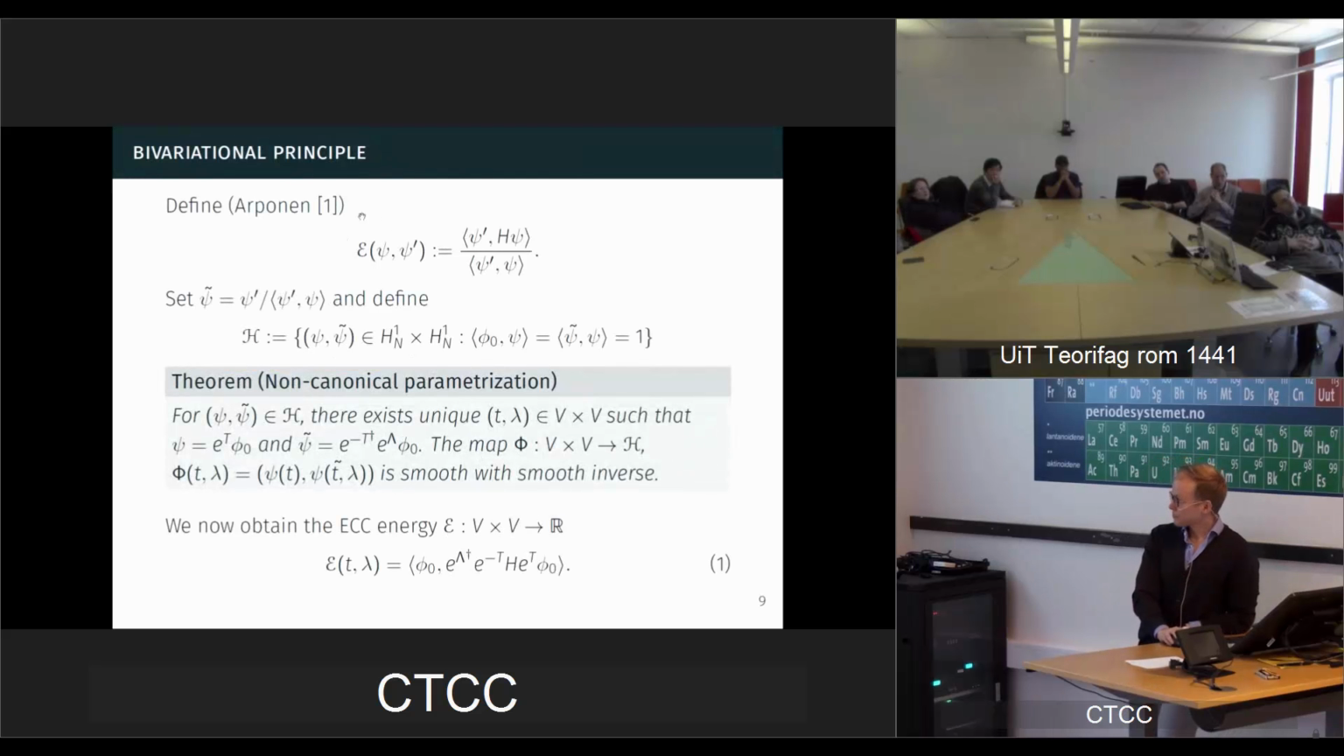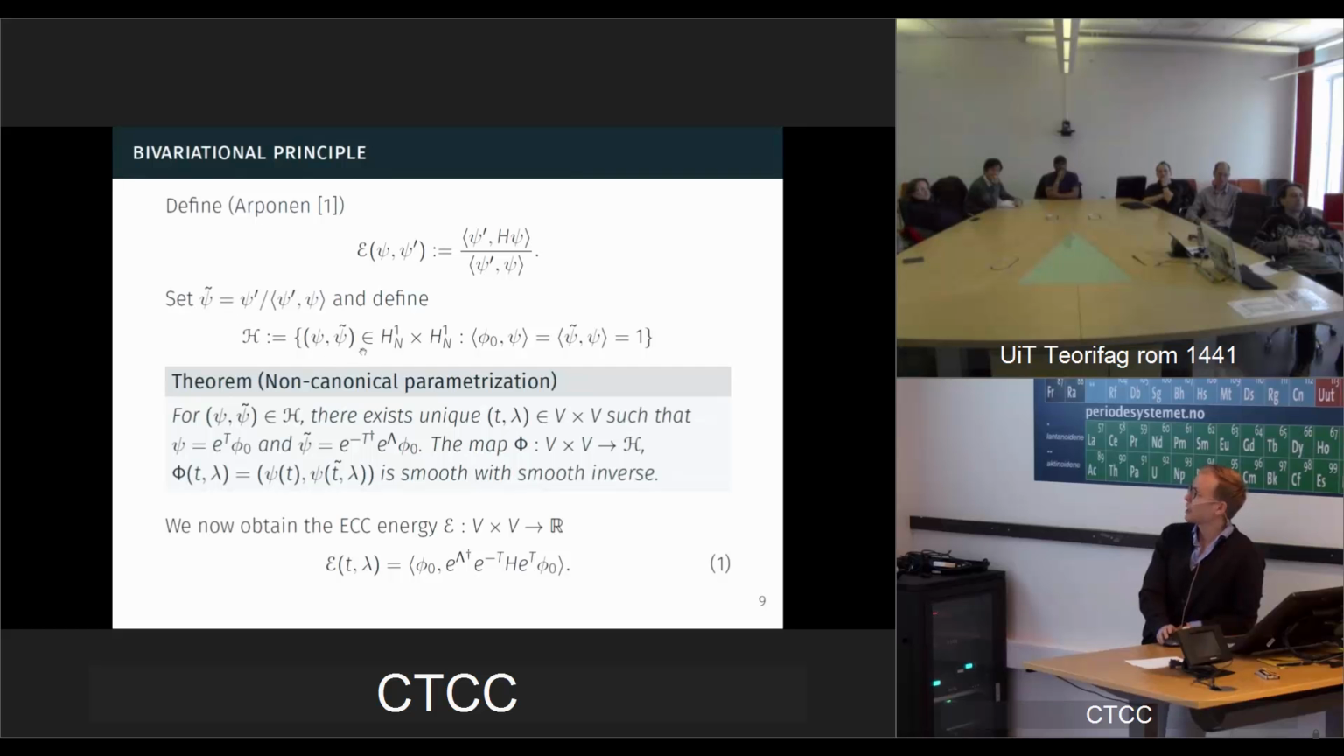So we define this bivariational energy quotient. It is, in a way, the usual Rayleigh-Ritz quotient, but here we treat the bra and the ket as truly independent variables. So we put a prime here to note that it's not the same as psi. And Arponen studied this and he made a smart choice to get rid of the denominator here. So that's what is done here.